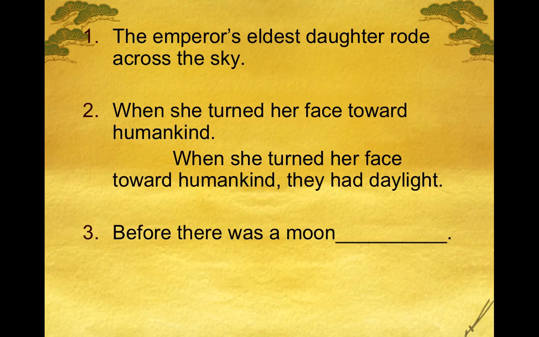Before there was a moon, and then there's a blank. So before there was a moon, is that a dependent clause or an independent clause? Write it down. You should have written DC. It's a dependent clause. Now look at what they'll do. They add, the night was dark. The night was dark. Is that a dependent clause or an independent clause? That's an independent clause, right? So once again, we have a dependent clause, a comma, and then an independent clause.